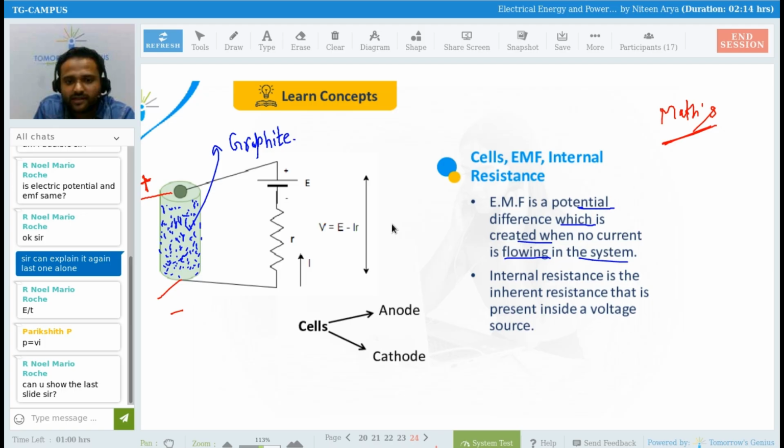Is this V equals E minus Ir? This r is the resistance of a cell in general, but EMF is the potential difference which is created when no current is flowing in the system. What is the meaning of this?